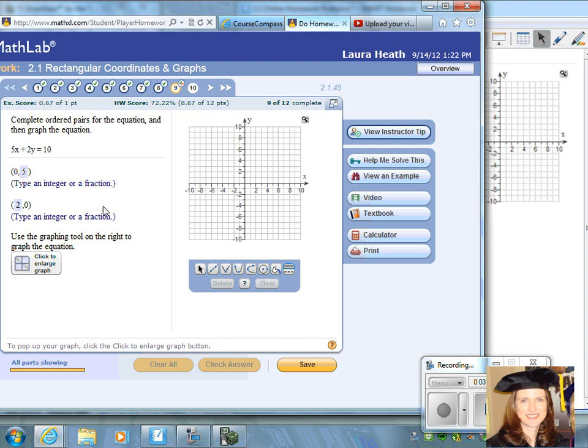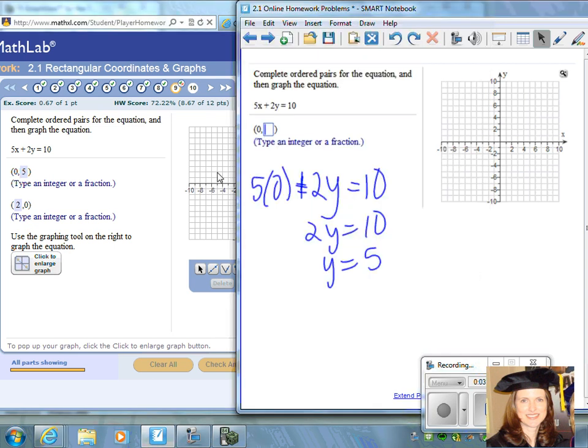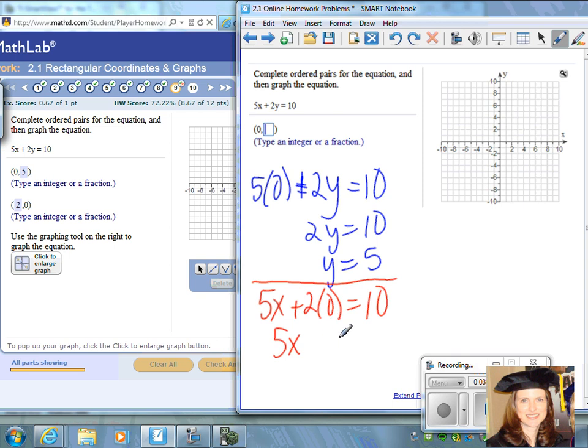The next space provided, you have a 0 in the y position. So we plug into the original equation, replace the y with 0, and when we simplify that, we get 5x plus 0 equals 10, so we get x equals 2. So you would put a 2 in that position, so we have 2 corresponding points.